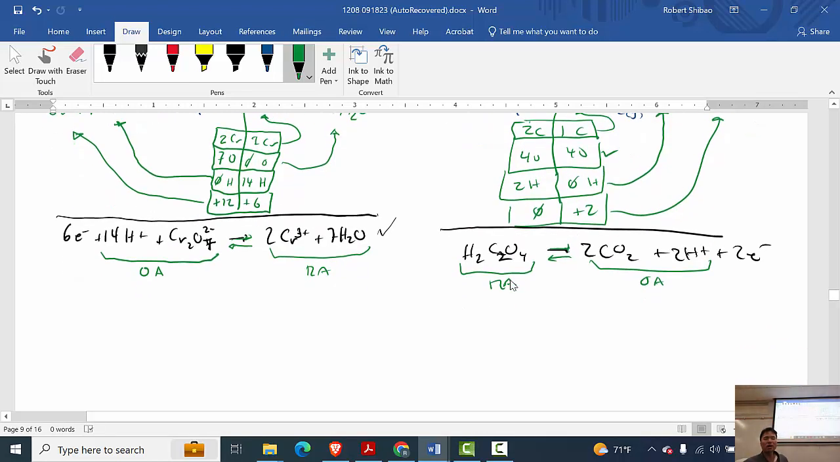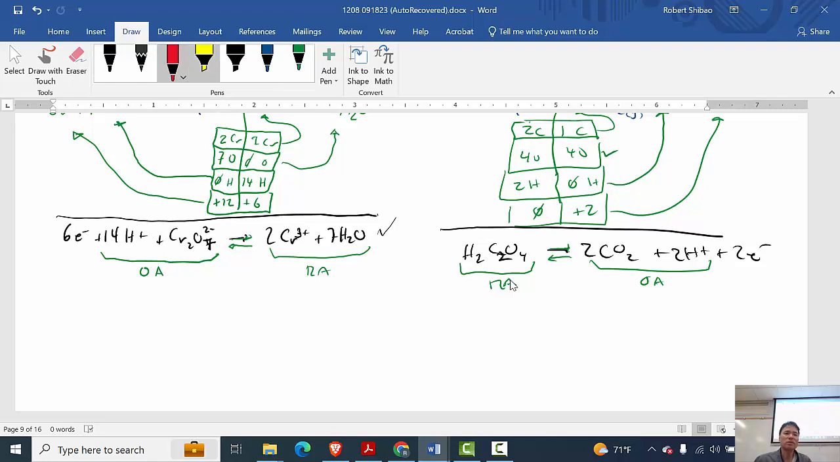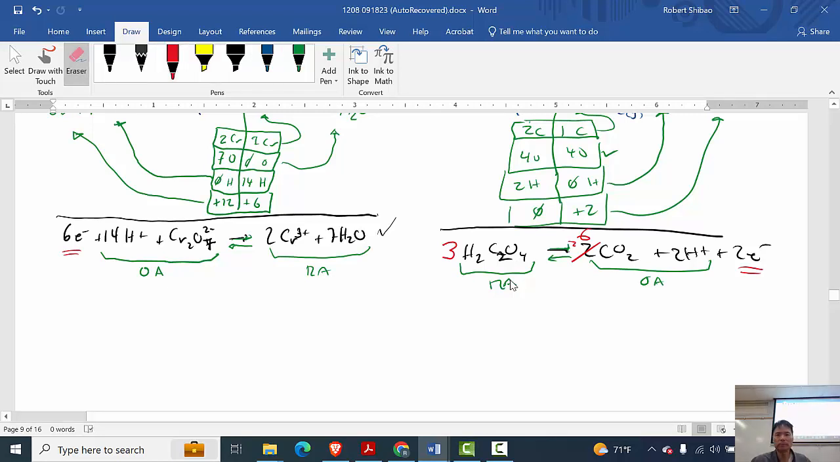All right, the next step is I'm going to combine the 2 equations, making sure that the electrons cancel. So over here I have 6 electrons. Over here I have 2 electrons. So what I'm going to do is I'm going to multiply the second equation by 3. So that gives me 3 oxalic acids. And then 2 times 3 is going to be 6 CO2s. And then 2 times 3 again, it's going to give me 6H+, and then 6 electrons.